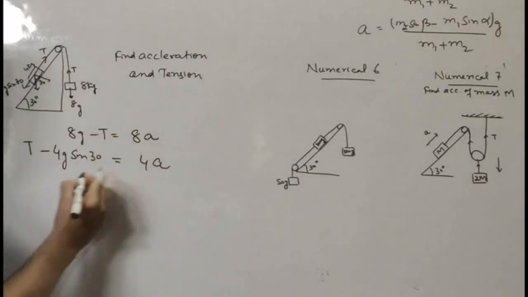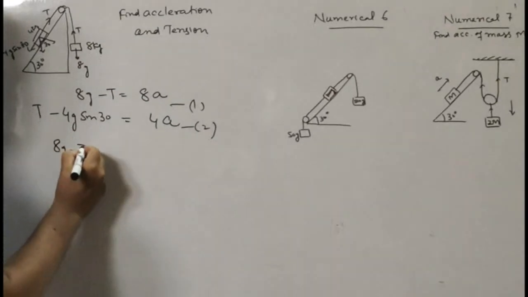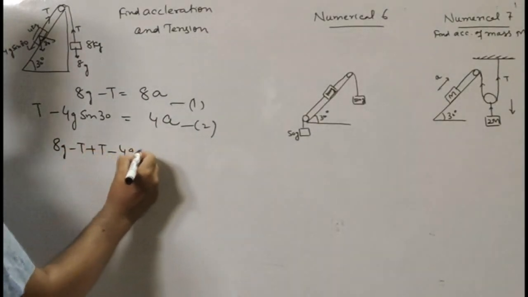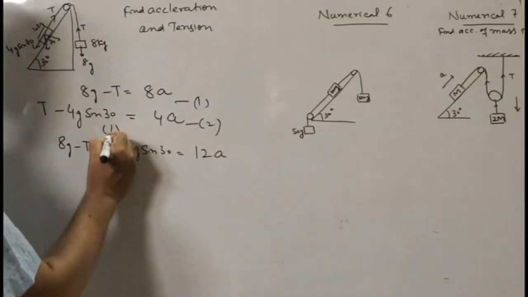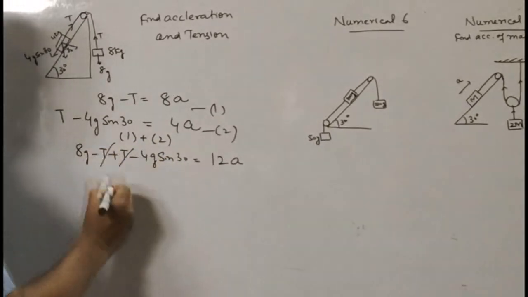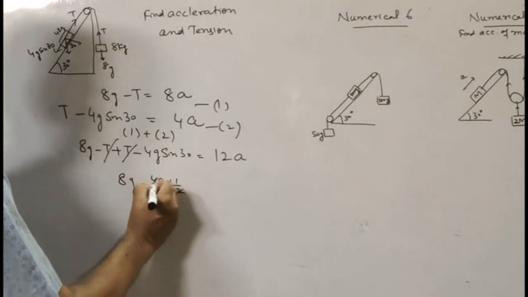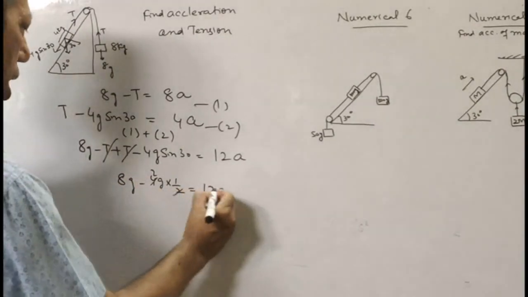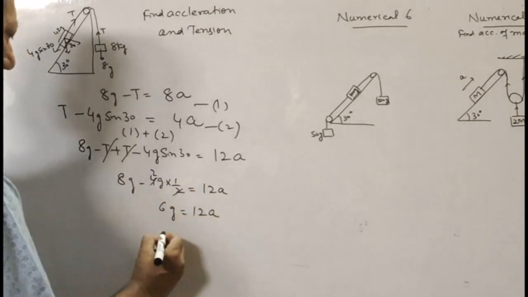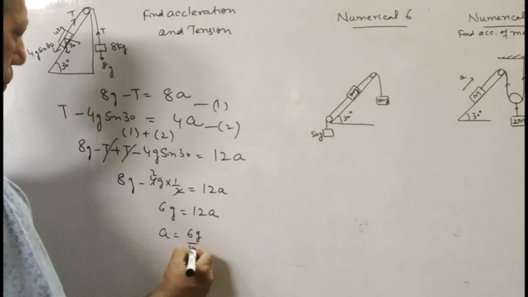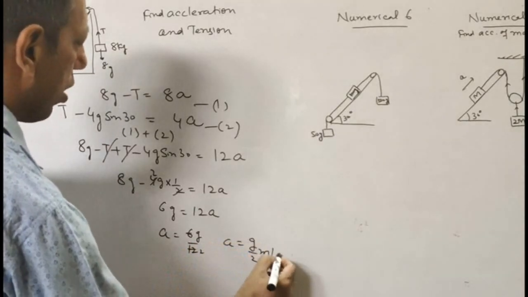Add both equations. 8g minus T plus T minus 4g sin 30 is equal to 12a. Add 1 and 2, T minus T cancel. 8g minus 4g into 1 by 2, the 2 cancels. 8g minus 2g is 6g is equal to 12a. a is equal to 6g by 12, so it is g by 2. Acceleration is g by 2 meter per second square.